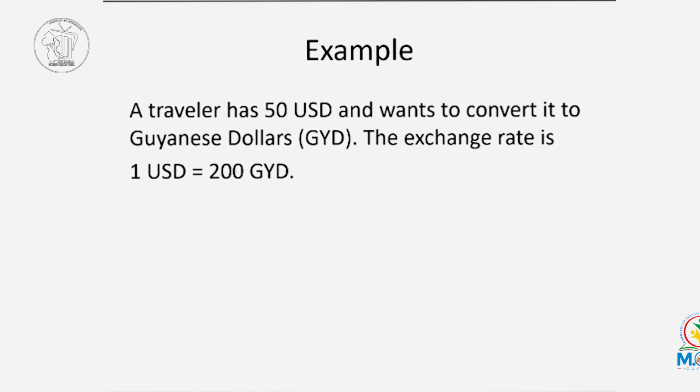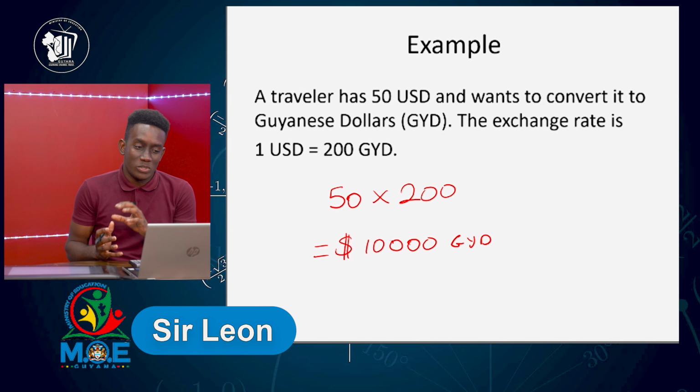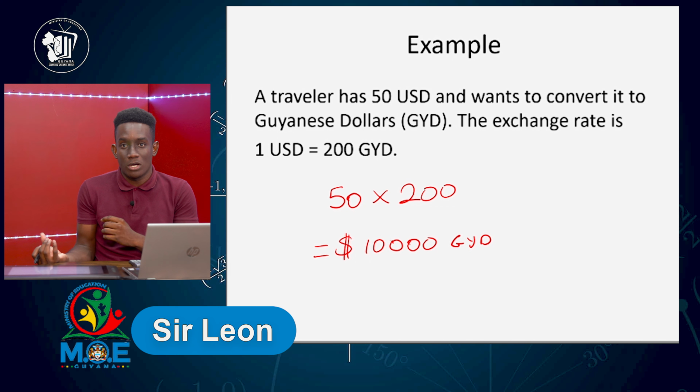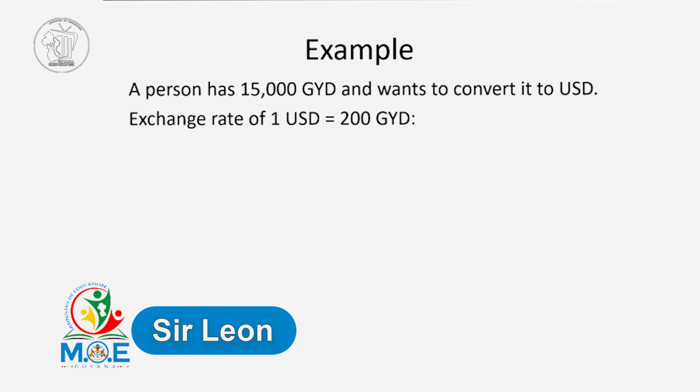So this will be 50 multiplied by the 200, which is the conversion rate, and 50 times 200 would give us 10,000 Guyana dollars, 10,000 GYD. So we saw that we are converting from the larger currency, which is US, to the smaller currency, and we multiplied by the 200. So let's look at another example.